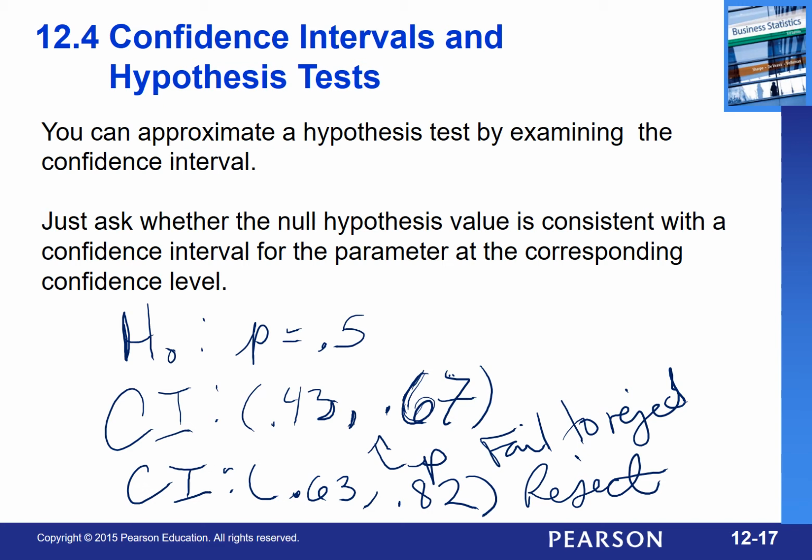You also can approximate a hypothesis test by looking at the confidence interval. For instance, say your null hypothesis is that P is 1/2. If we have a confidence interval that goes from 0.43 to 0.70, I'm making these up, please don't think this is serious math. Then P is in this interval, my hypothesized value, so we would fail to reject in this case.